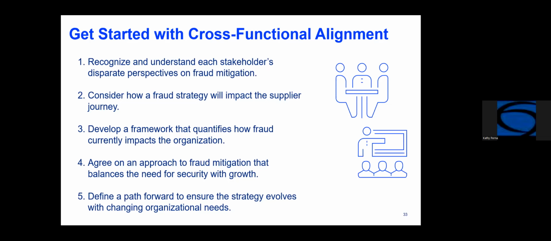Then number 3, you want to develop a framework that quantifies how fraud currently impacts the organization. You want to see how open you are to it right now. And then you want to agree on an approach to fraud mitigation that balances the need for security with growth. The last thing here is defining a path forward to ensure the strategy evolves with changing organizational needs. Fraudsters are constantly changing their approaches. They're getting smarter and more sophisticated, so make sure you're able to grow with those needs.